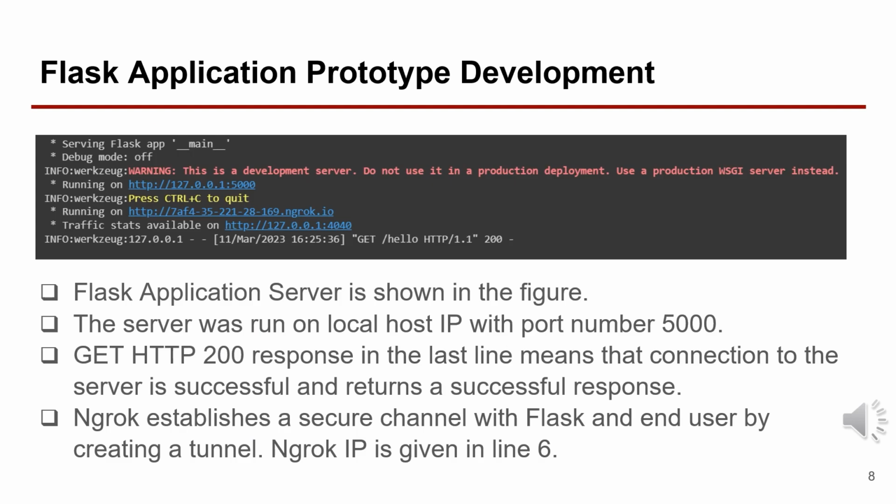This slide shows the prototype development for the Flask application. As the figure shows, the Flask application is working and it is a development server, so it shouldn't be used for a production deployment. So the server is run on localhost IP with port number 5000. This is a free to use IP for everyone. The response at the end, getting an HTTP 200 response, means that the connection to the server is successful and it is returning a successful response. The new IP that you can see in the 6th line shows that ngrok has established a secure channel with Flask and end user by creating a tunnel.